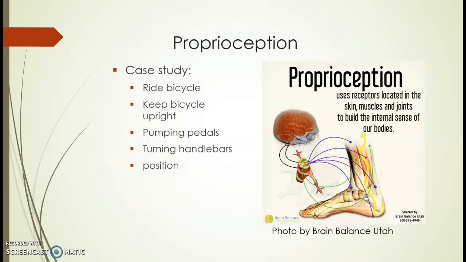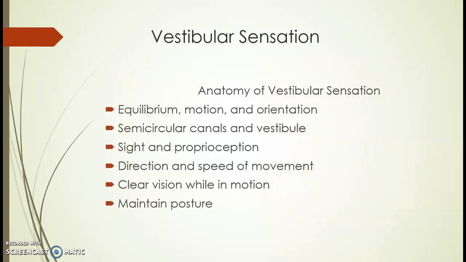In this case study, proprioception is required for the bicyclist to ride his bike and to keep it upright. It allows him to know that he is pumping the pedals of the bike and turning the handlebars to keep the bike on the road. And it is also important in that it allows him to know where he is in relation to the other traffic. The final sense in this case study is vestibular sensation.